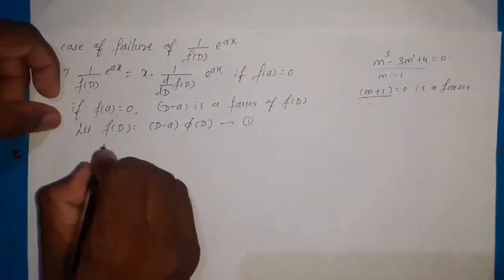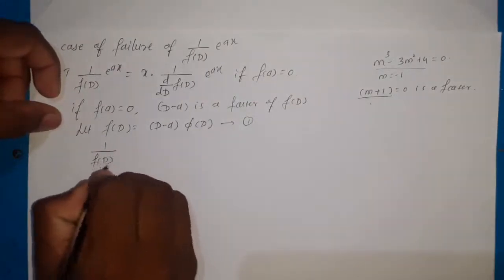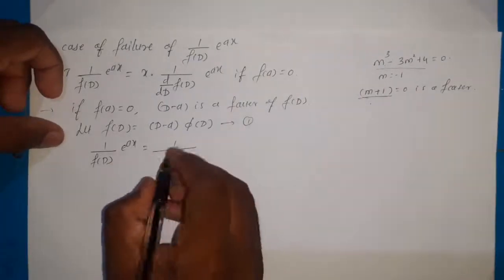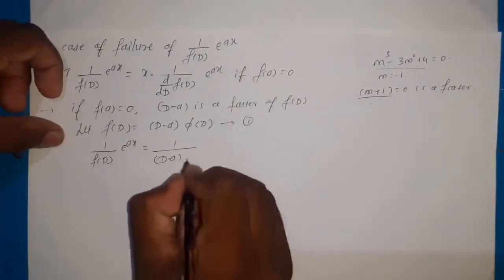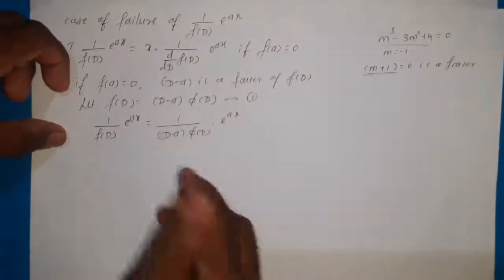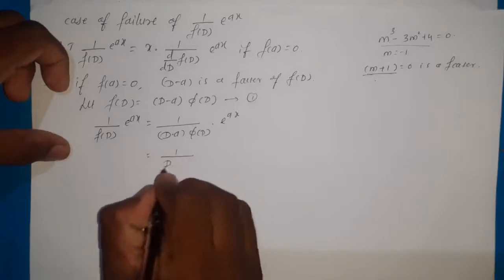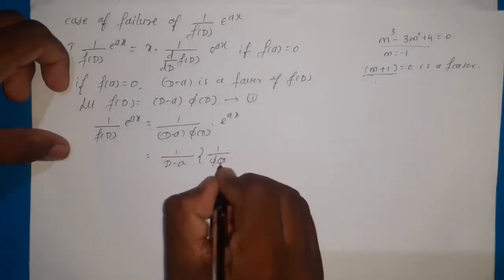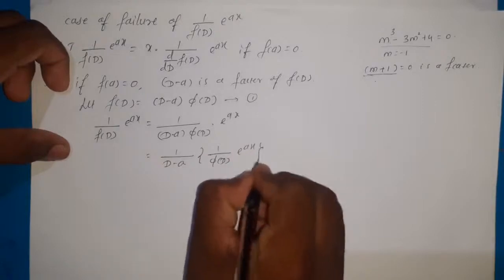Now, consider 1 by f of D into e power ax, which is equal to 1 divided by D minus a into phi of D into e power ax, which is equal to 1 divided by D minus a into 1 by phi of D into e power ax.